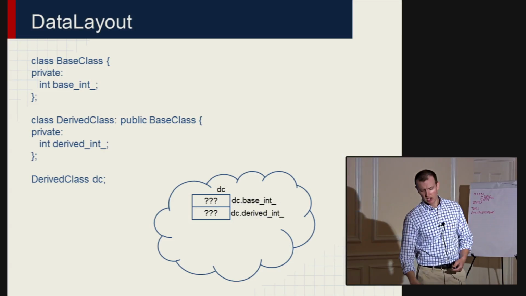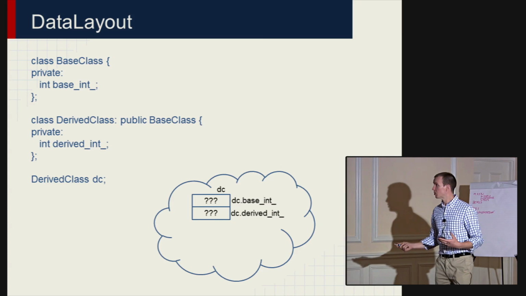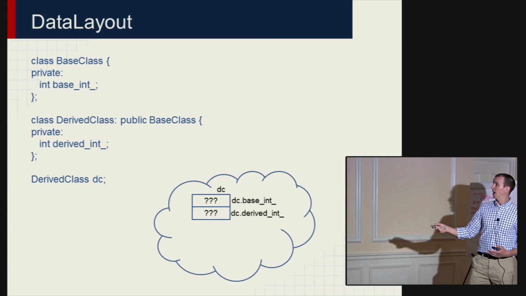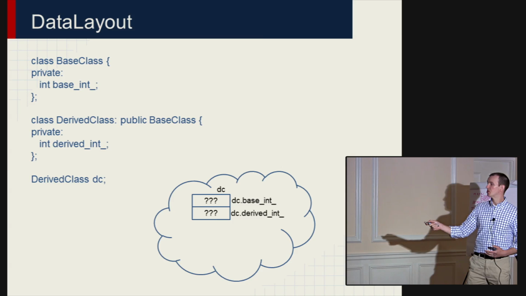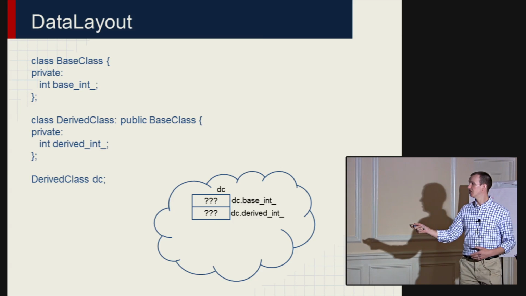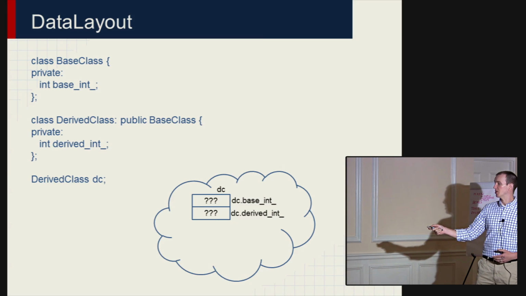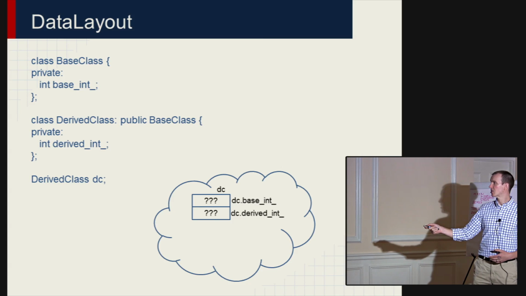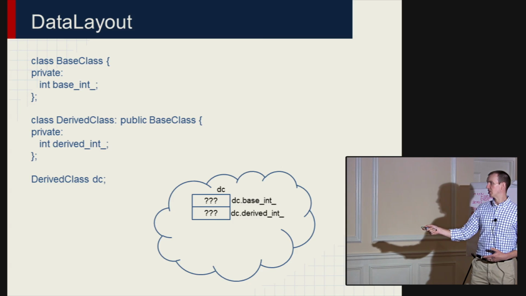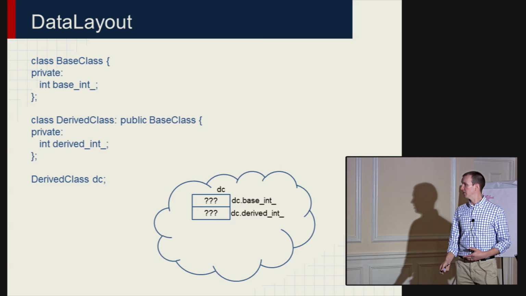Okay, so how does it work if you have inheritance? Well, let's say you've got some base class, and there's a data member, the base class integer. And then you declare a new derived class. So you say class derived class, and you put a colon. And then you say this will inherit publicly from base class. And let's say that there's also a derived integer in this class.